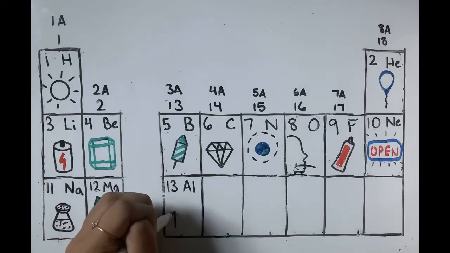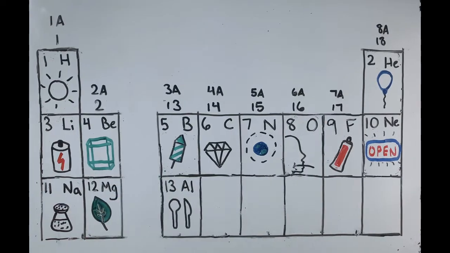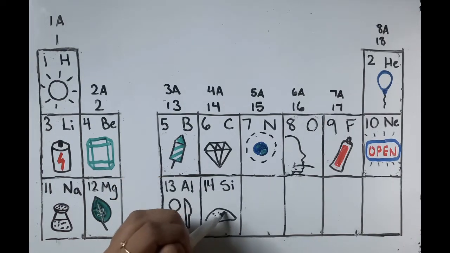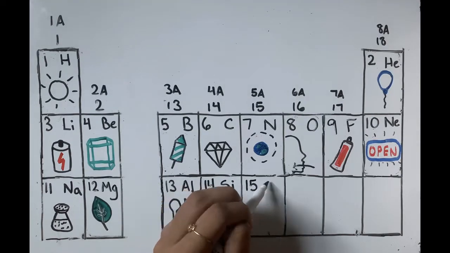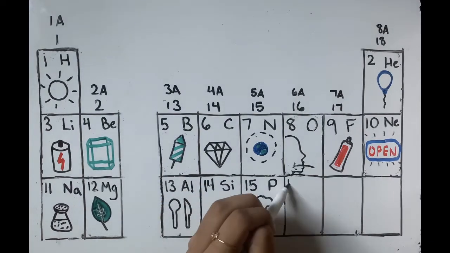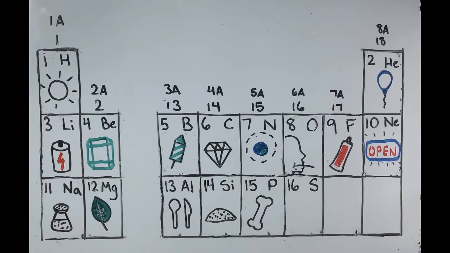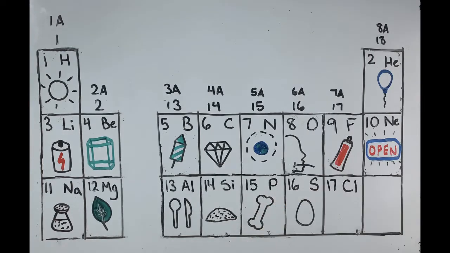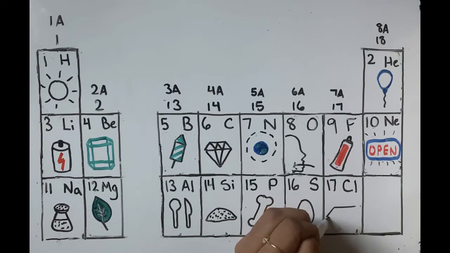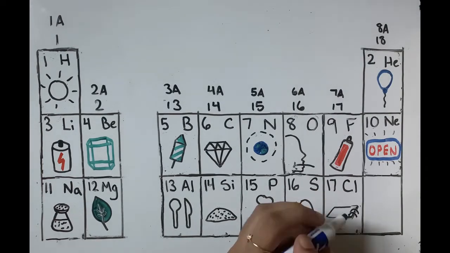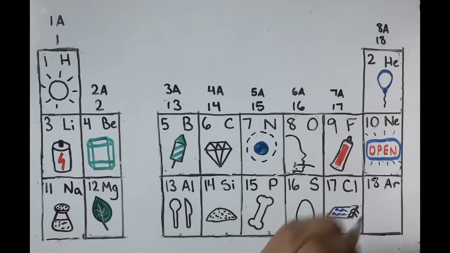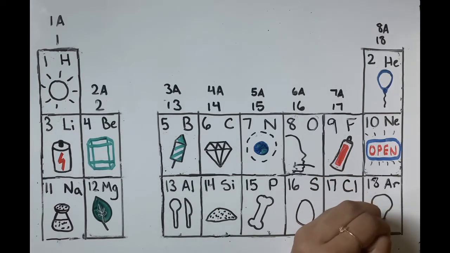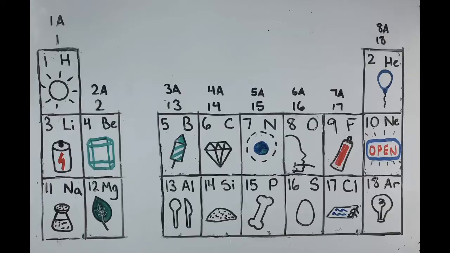Then we have aluminum, which is used in utensils. Silicon is found in sand. Phosphorus is found in our bones. And then there's sulfur, which can be found in eggs. That rotten egg smell actually comes from sulfur. Then we have chlorine, and as many people know, it's used to clean pool water. And the last element in this period is argon, which is used in light bulbs.